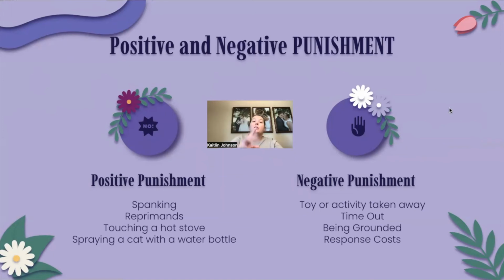Negative punishment. Remember, negative is taking something away. So it could be a toy or activity being taken away, being put in timeout, getting grounded, or even any type of response cost system where, okay, well, if you're going to hit me one more time, we're going to take a token away. Or if a child is earning money, next time you yell at me, we're going to lose $1. That's an example of a response cost procedure.